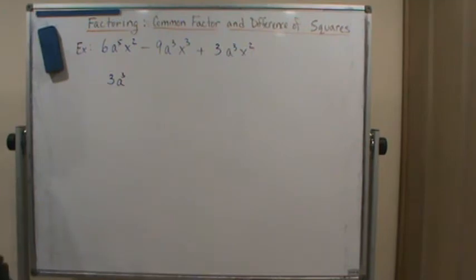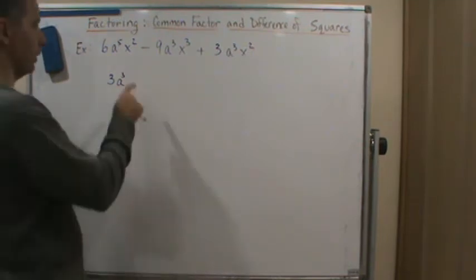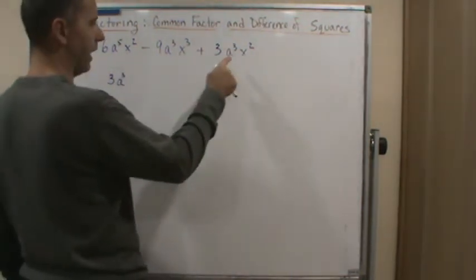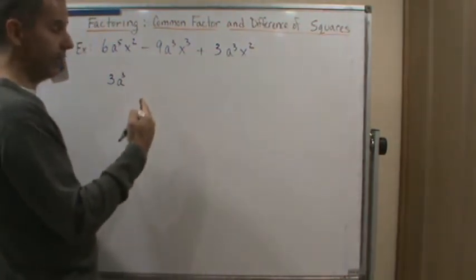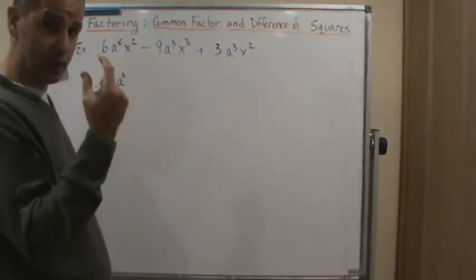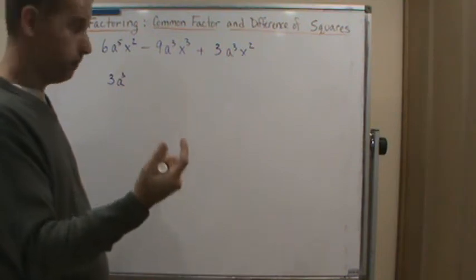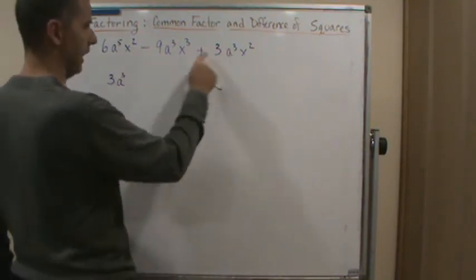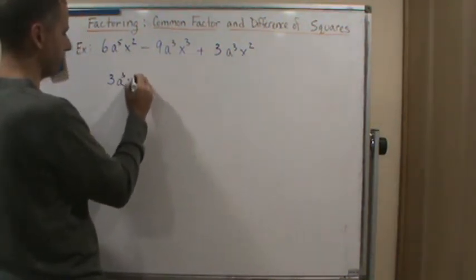Likewise with the x variable, we look at the largest power of x that we can factor out. Again, that's limited by the smallest power. So in this case, it's going to be x squared.